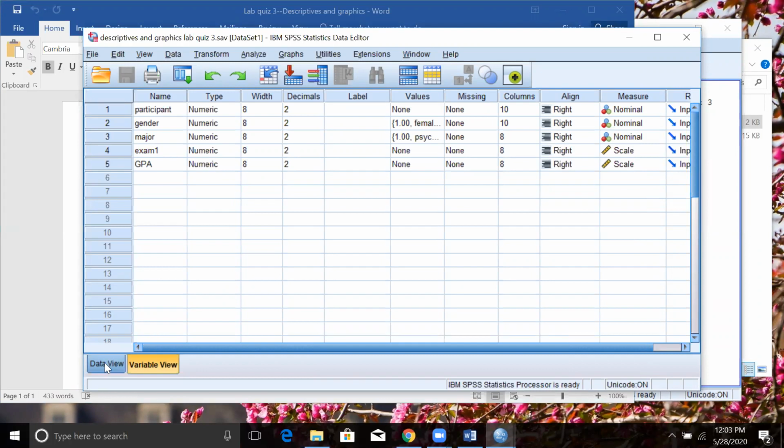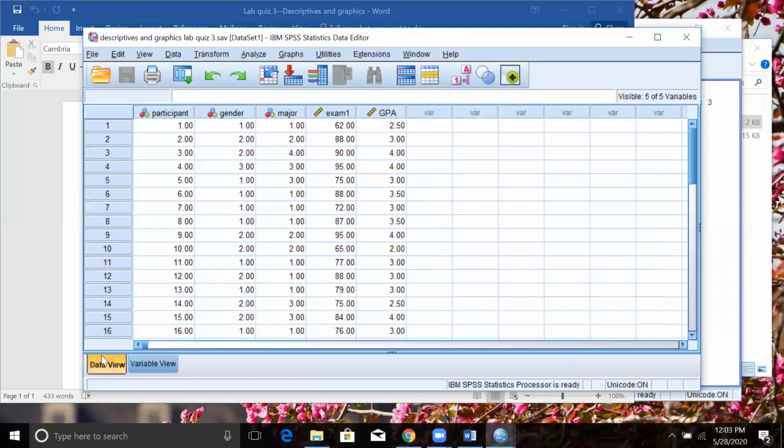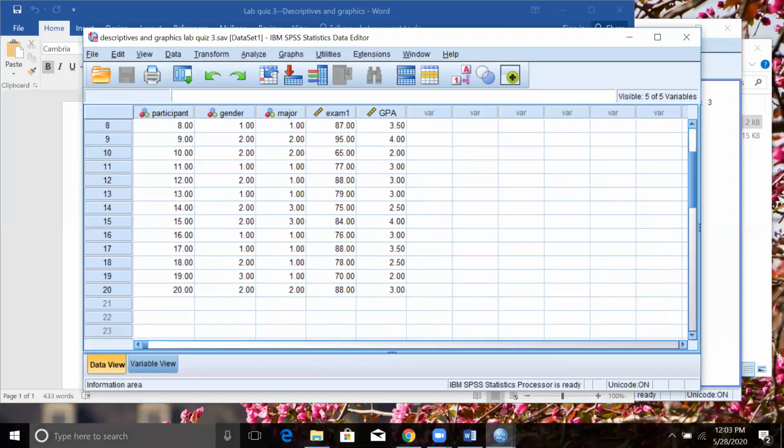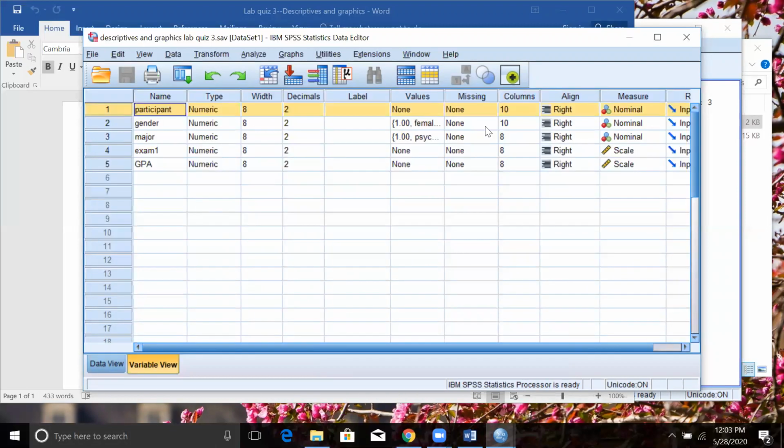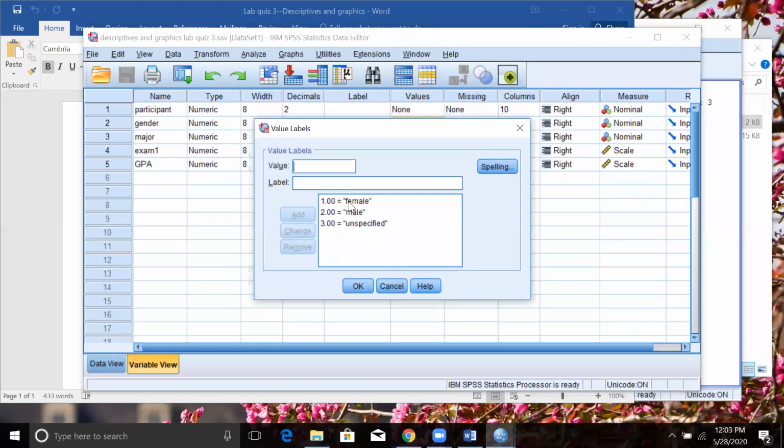This here is the variable view. This here is the data view. There's a few different variables here. Participant ID just keeps the participants in the proper order. I have the categorical variable of gender, which, as you can see, I've coded the categorical values for. One indicates that the participant indicated a female. 2 indicated they were a male.